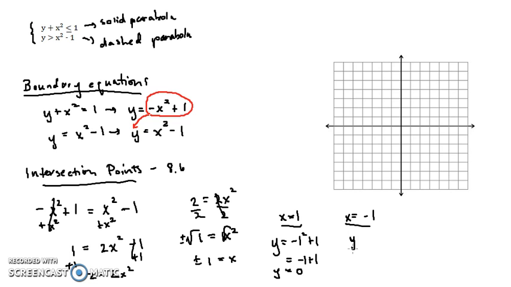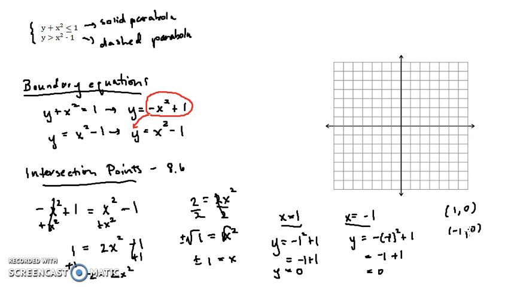And for this one, when we plug in negative 1, this time the negative does go inside the square. We've got a negative inside the square and a negative outside the square. So this becomes positive 1, and then this one outside makes it negative 1 again. And we get 0 again. So the points that we get are (1, 0) and (-1, 0).